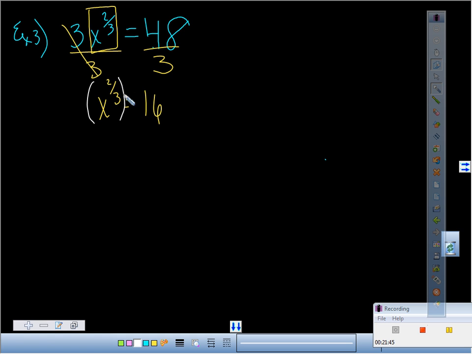Multiply. What could you multiply 2/3 by, or any number by, and get 1? Because I want x to the first power. Its reciprocal. What's the reciprocal of 2/3? 3/2. And what you do to one side, what? Very good. Okay? So these go away, and I'm left with x to the first.